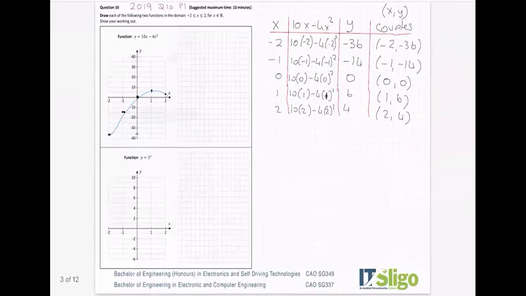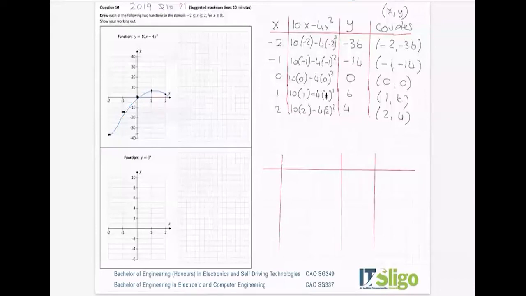Okay, and then the bottom one. Similar again, I draw another table. Okay, x, function, y, couples. So you can see if you try and do a few of these, you get used to doing them and you get faster at doing them.